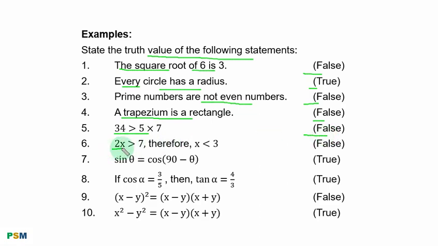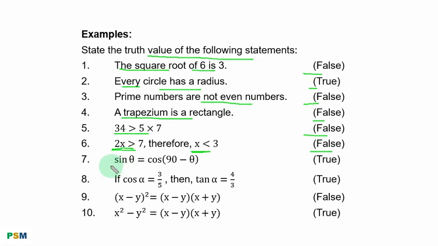6, 2s is greater than 7. Therefore, s is greater than 3. If you solve this inequality, you cannot get this answer. Hence, it is a false statement.